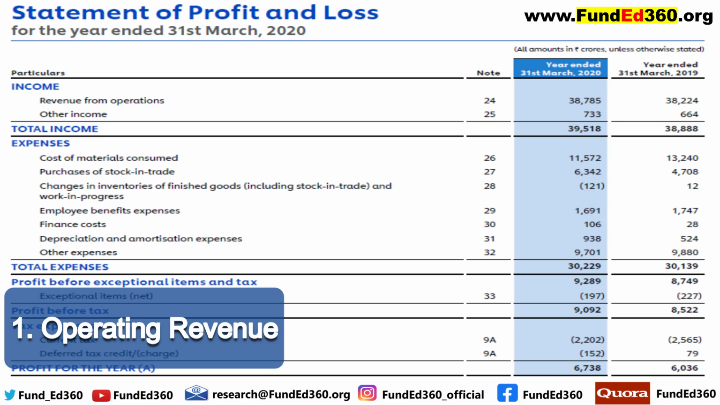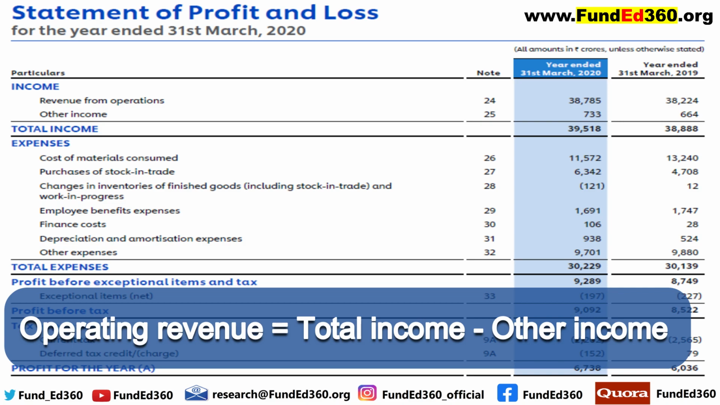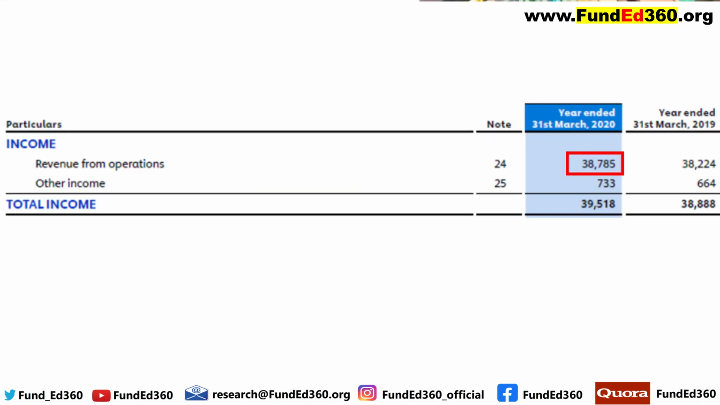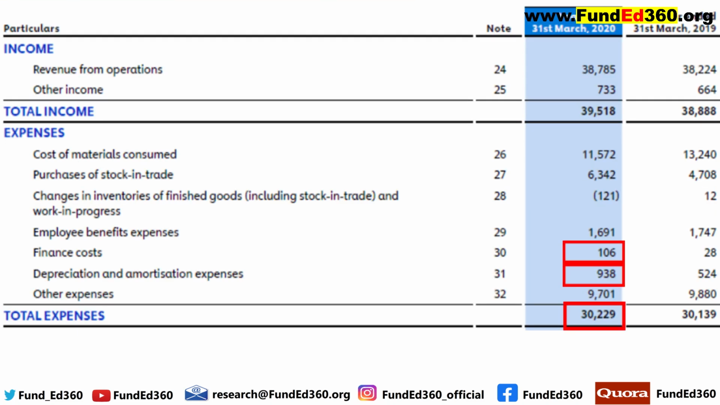The first number that you can find is operating revenue. The earnings that are derived from a company's primary operations are classified as operating revenue. So basically it tells you how much a company earns through its business. It is calculated using the formula: operating revenue equals total income minus other revenue. In the case of HUL, the operating revenue indicated in the P&L statement is 38,785.